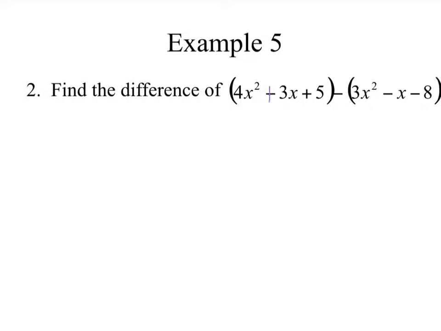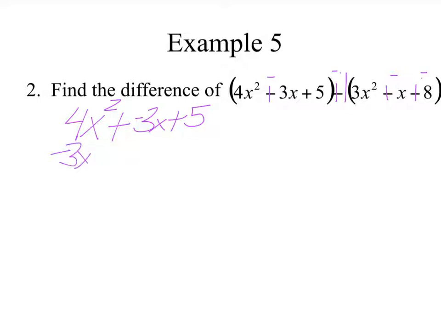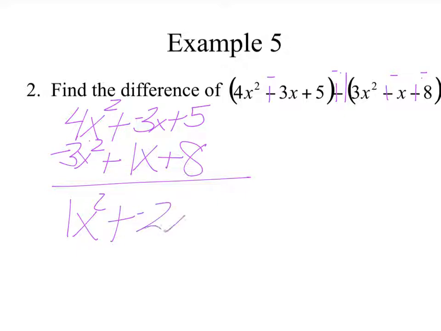So the only difference again between subtraction and addition of polynomials is that you do have to distribute a negative 1 through the second parenthesis. Once you distribute through that negative 1, then it literally is just like addition. So I have 4x squared plus negative 3x plus 5. My second polynomial, as I distribute through the negative 1, will be x squared plus positive 1x plus positive 8. Final answer will be 1x squared plus negative 2x plus positive 13.